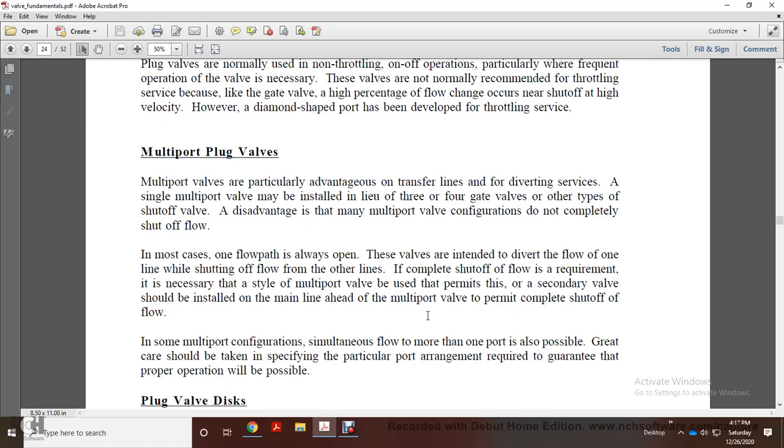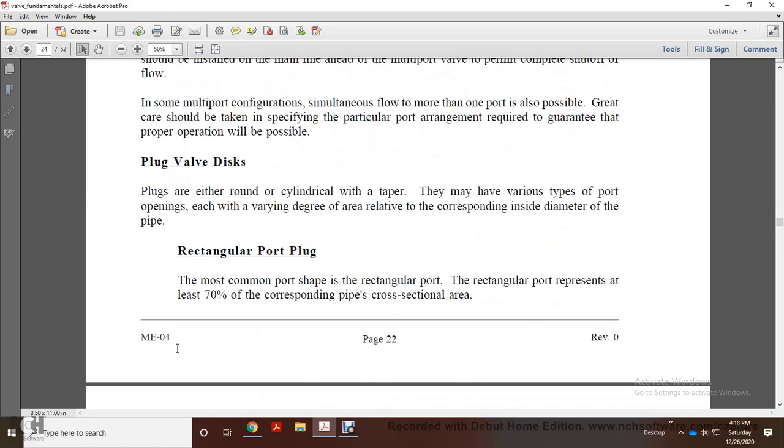If complete shut-off is a requirement, a certain style of multi-port valve may be used to permit this. A secondary valve shall be installed in the main line ahead of the multi-port valve to completely shut off the flow. The multi-port configuration permits simultaneous flow to more than one port. Great care should be taken in specifying the particular port arrangement required to guarantee that proper operation will be possible.